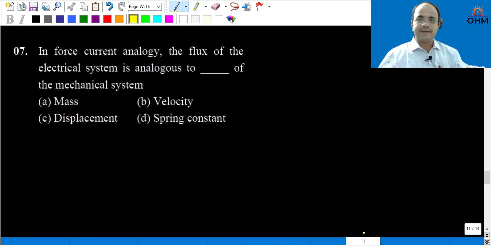Let us go to the next question. This is a theory question. It is a very straightforward question. In the force-current analogy, the flux of the electrical system is analogous to the displacement of the mechanical system. Okay, there is no need of any explanation. By just writing the basic equation, you will get this conclusion.